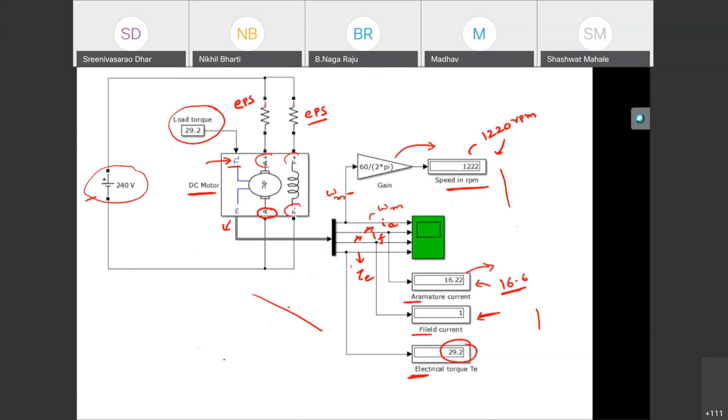So this is the mechanical load equivalent, right? There is a motor and a mechanical load with a pulley, and that is also available in MATLAB. You can replace it with this one if you want. I just replaced it with some numbers, that is 29.2, which is the load torque. Clear? Do you have any doubts on this?